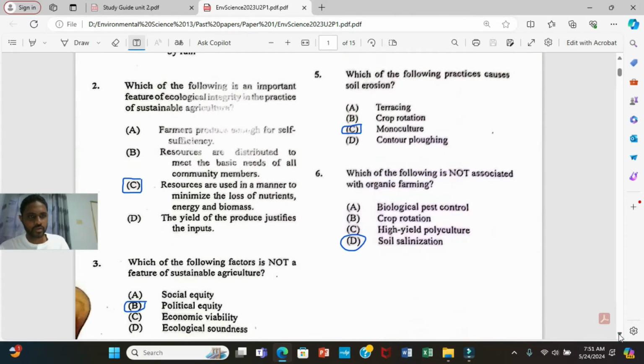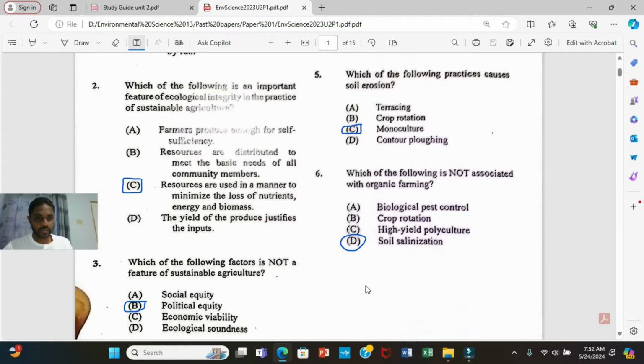Number five, which of the following practices causes soil erosion? Of course, guys, that would be monoculture, because as you know, in monoculture, a large amount of crops are planted on the land, and so in doing that, they have to clear the land of all plants that are there, plow that soil, and once the soil is plowed, it is easily washed away or blown away.